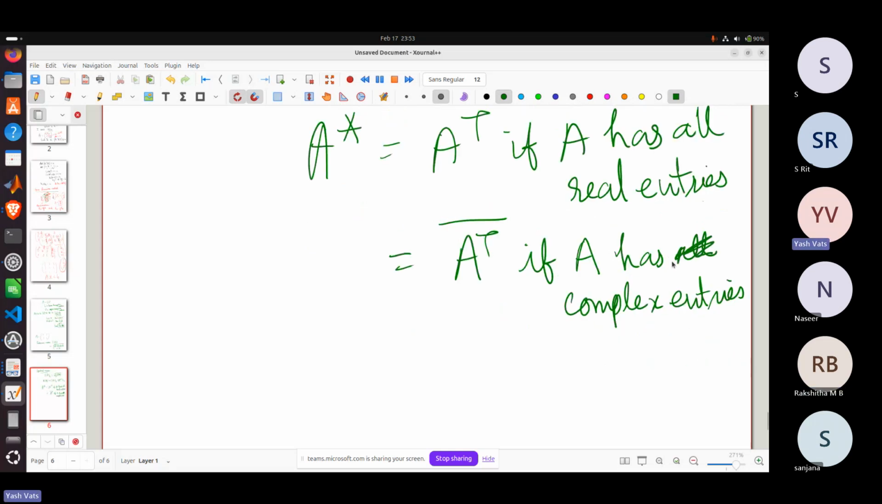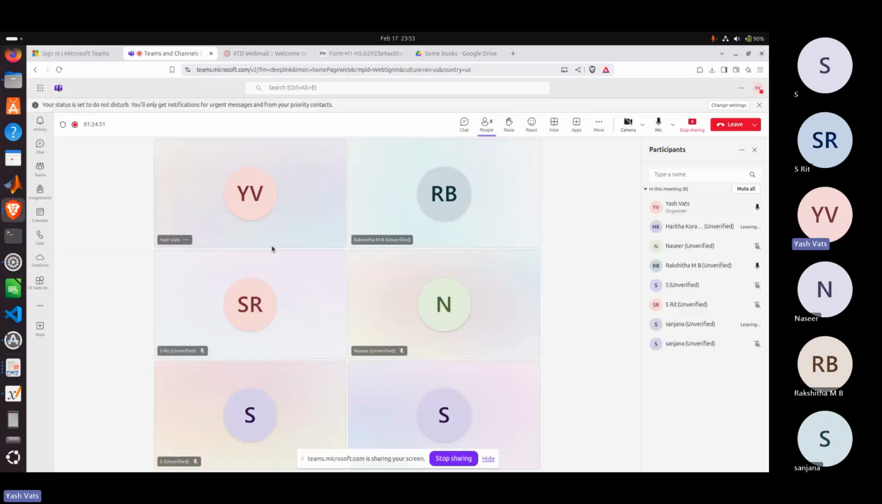Rakshita, is this clear? Yes, sir. Conjugate, you mean? You know what is conjugate? If it's a plus ib, and you conjugate it, it will be a minus ib, okay? Yes, sir. Okay.